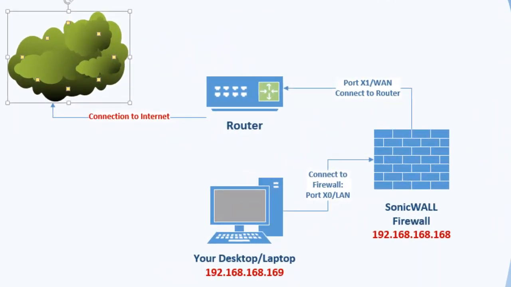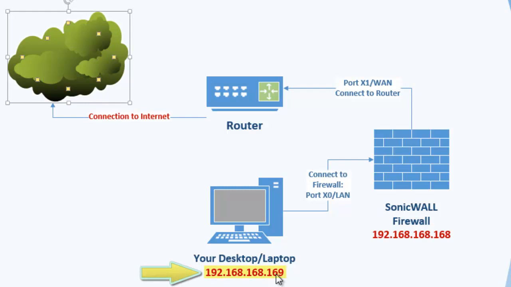Before making any changes to your computer, it is advisable to know that your environment is set up like this. That is, your desktop or your laptop is connected to the LAN portion of your SonicWall Firewall, also commonly referred to as port X0, and your SonicWall Firewall is connected to its port X1 or its WAN port, to the router. And this router is provided by the ISP, and your router is connected directly to the ISP through the cable connection or the Fios connection that they gave you.